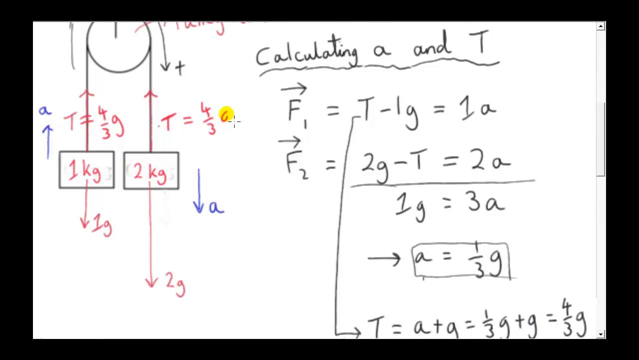Okay, so let's look at the system. You can see that 4 thirds g is greater than 1g, and that's exactly what we want, because the 1 kilogram mass is going to accelerate upwards. The resultant force on the 1 kilogram mass is in the upwards direction. It's 4 thirds g minus 1g, which is 1 third g. So that's the resultant force on the 1 kilogram mass. Now over here we can see that the weight of the 2 kilogram mass, 2g, is greater than 4 thirds g, and that's exactly what we need. So the resultant force is downwards. It's 2g minus 4 thirds g. That's 2 thirds g.